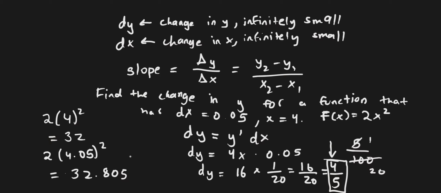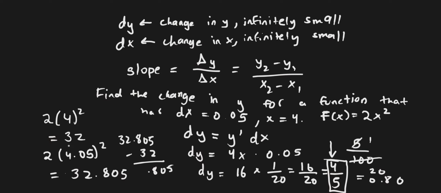32.805. Notice that if we take the difference of this minus this number, it is going to be 0.005. This is 0.8, so they are going to be roughly equal to each other. Now the thing is, this was easy to evaluate.